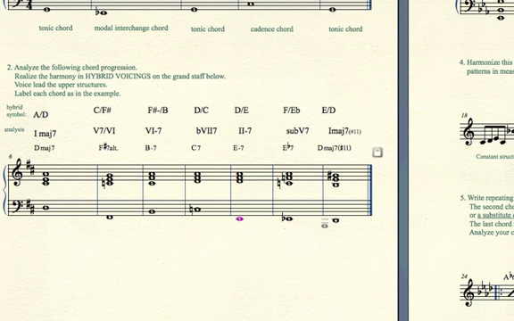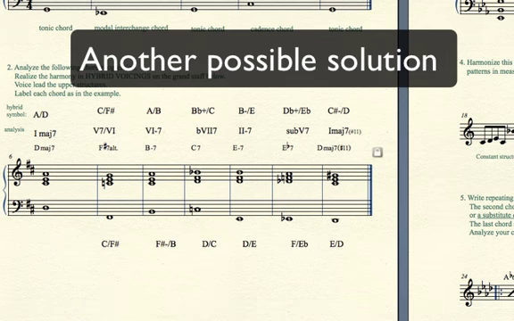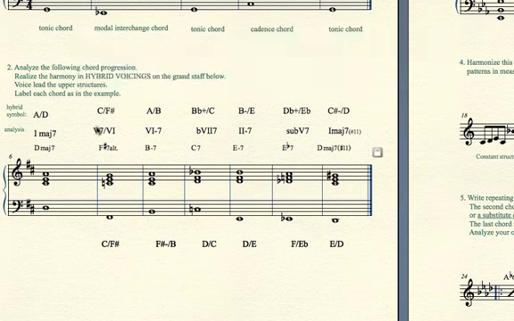Now I'll do a different solution, one more coming up. This is what we had before. Here's the new version. Same altered chord, D over F sharp. Now we have flat 7 major over 1 for the Aeolian.